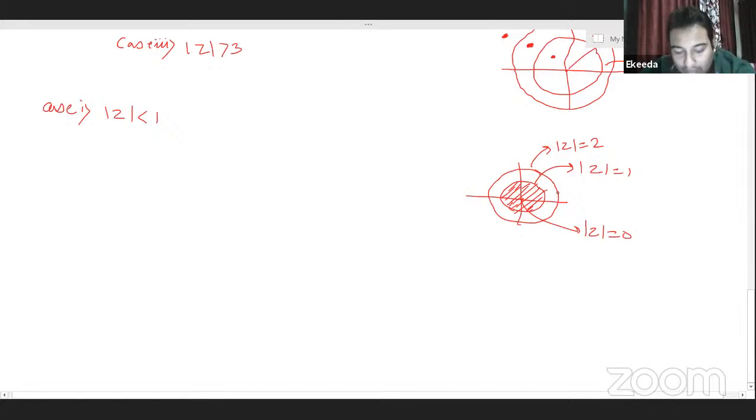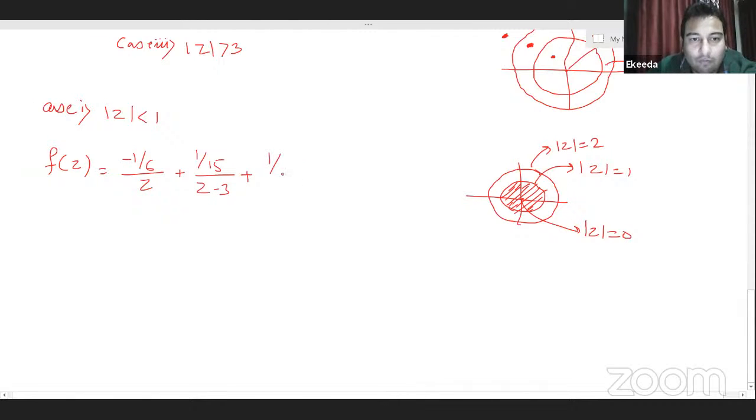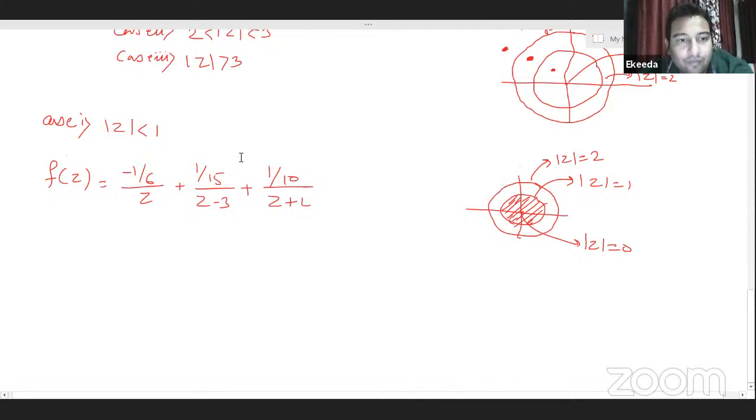Mod z is equal to 1. That means we are assuming that the point is inside this particular circle. And what is my f of z? Minus 1 by 6z plus 1 by 15 into z minus 3 plus 1 upon 10 into z plus 2. So this is the function.